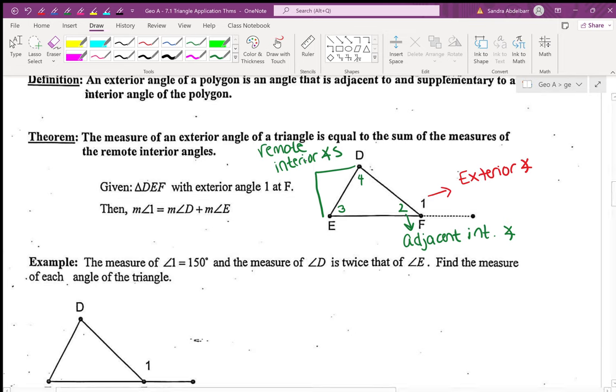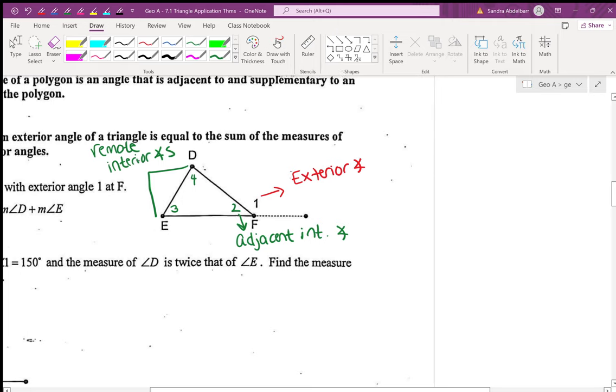Now we have a theorem. This theorem will only be used in algebra problems, so you don't have to memorize it. You just have to understand it. So it's saying the measure of the exterior angle is equal to the sum of the measures of the remote interior angles. What does that mean? That's telling us that the exterior angle, angle 1, has to equal angle 3 plus angle 4. Let me tell you why. Why is this always true?